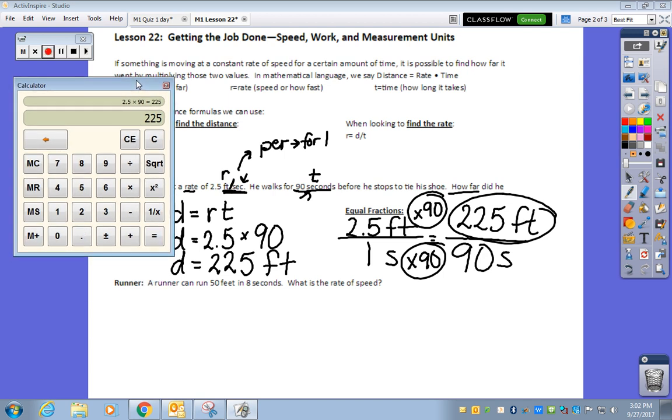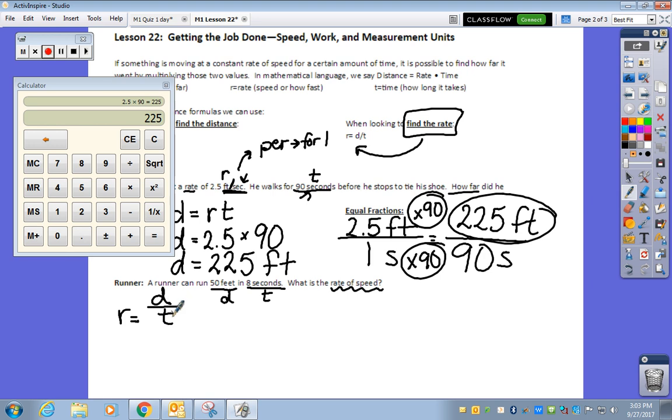The next example says a runner can run 50 feet. That's how far they can run, or the distance, in 8 seconds. 8 seconds is a time. What is the rate of speed? So it's telling us we're looking for a rate of speed. If you notice, this is the formula we can use to find the rate. Our rate is equal to the distance divided by the time. Our rate is equal to the 50 feet divided by the 8 seconds.